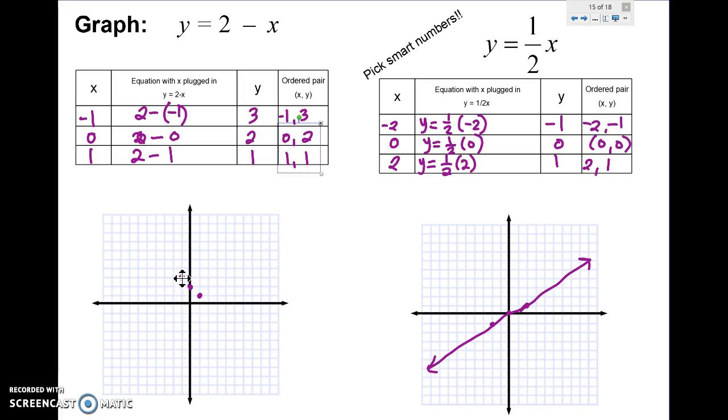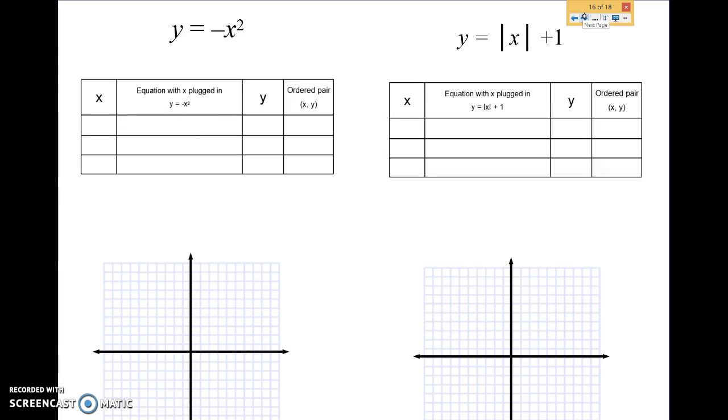And there is my line. Okay, on the next slide, you're going to try a couple. So go ahead and do those. This is absolute value. Don't forget, anything that comes out of an absolute value is positive.